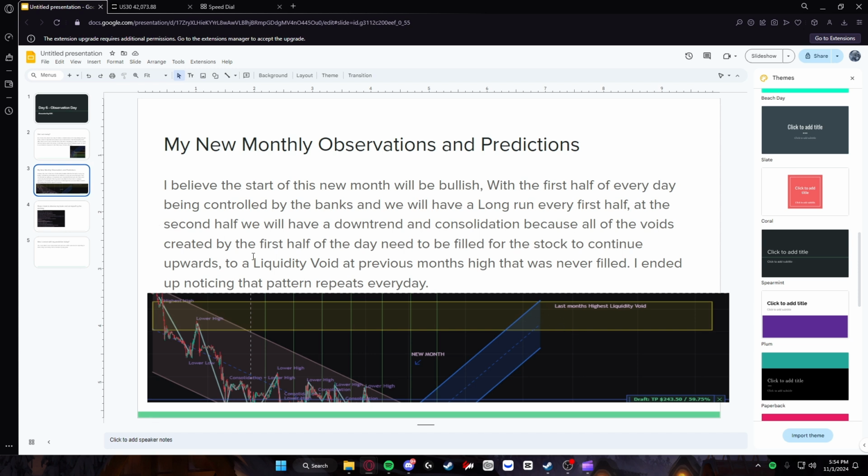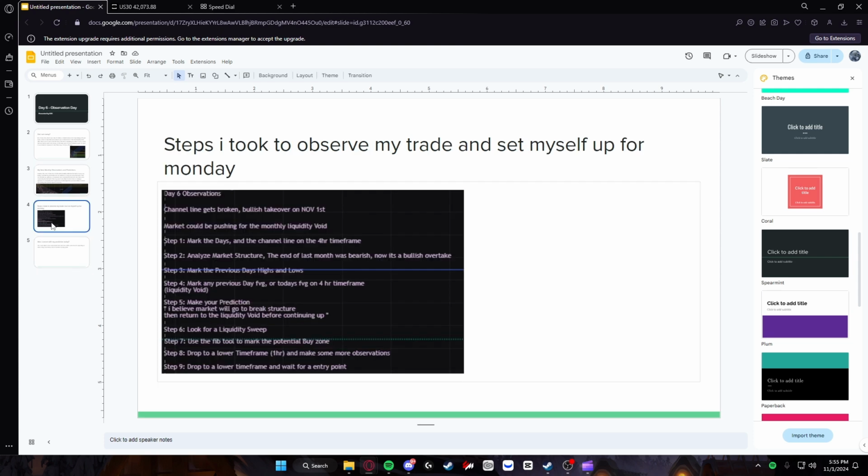My new monthly observations: I believe the start of this new month will be bullish, with the first half of every day being controlled by the banks, and we'll have a long run every first half. At the second half, we will have a downtrend and consolidation because all the voids created by the first half of the day need to be filled for the stock to continue upwards, up to the liquidity void at the previous month's high that was never filled. I ended up noticing that this pattern repeats every day, as I showed you guys.